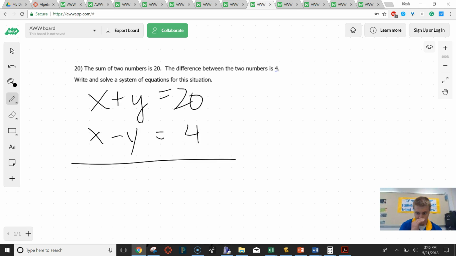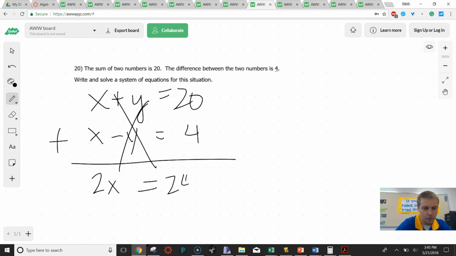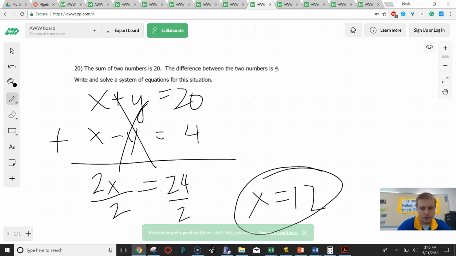Now if you look at this, this is set up perfectly for substitution, or for elimination. So for elimination, if you ever have the two equations stacked, you can just add them straight down. So that'd be 2x, the y's would cancel out, and that'd be 24. And then you just divide both sides by 2, and you'd get x to become 12. Let's try the next one.